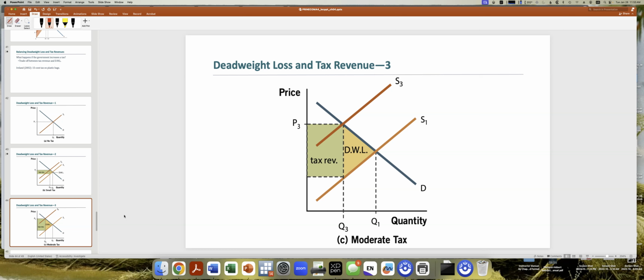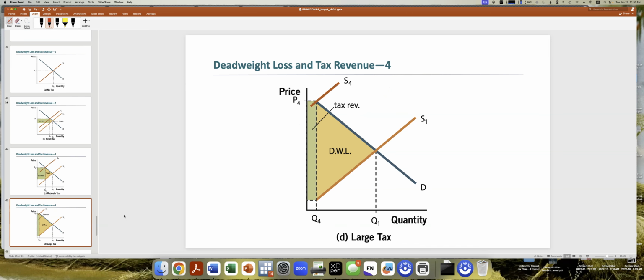Now, here we've got a pretty significant tax being imposed, right? Hence, the supply curve shifted by a lot, which means you'd get a lot of tax revenue, at least as a total rectangle coming in. But it also means you've got a pretty significant deadweight loss. Do you really want that, right? So this would be like having a 50% tax on some sort of good. That would be pretty significant.